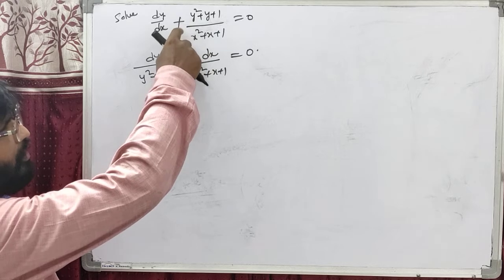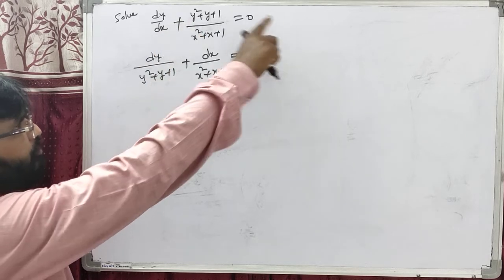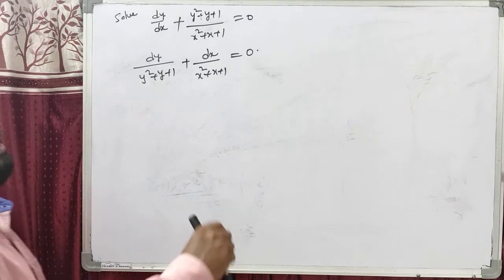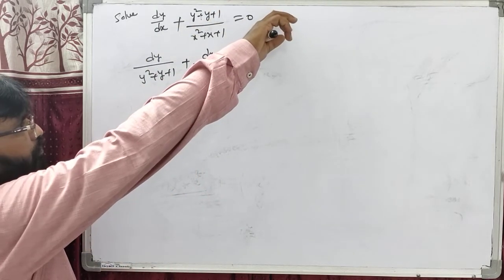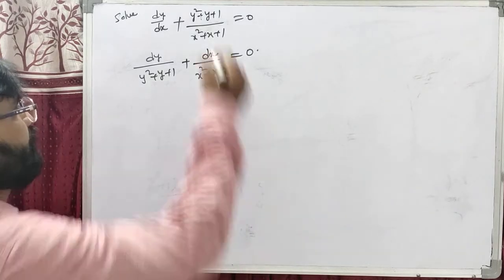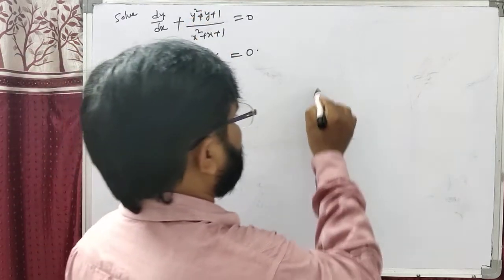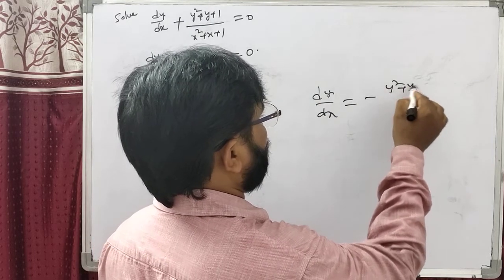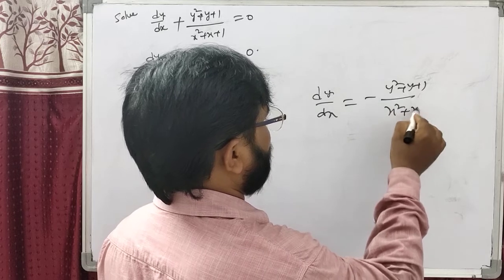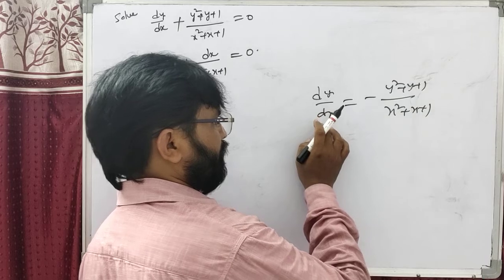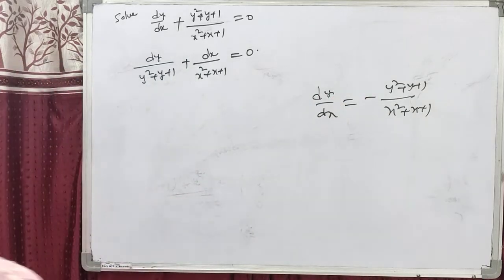Okay, students, when we send it to the other side, it will be dy by y square plus y plus 1. The dx is sending to the up, that is dx by x square plus x plus 1. How to write this one? Simply you can write dy by dx minus of y square plus y plus 1, the x square plus x plus 1. In the next step, dx is sending to the other side. The minus is sending to the other side, it will be plus. Okay, students, this is the method.